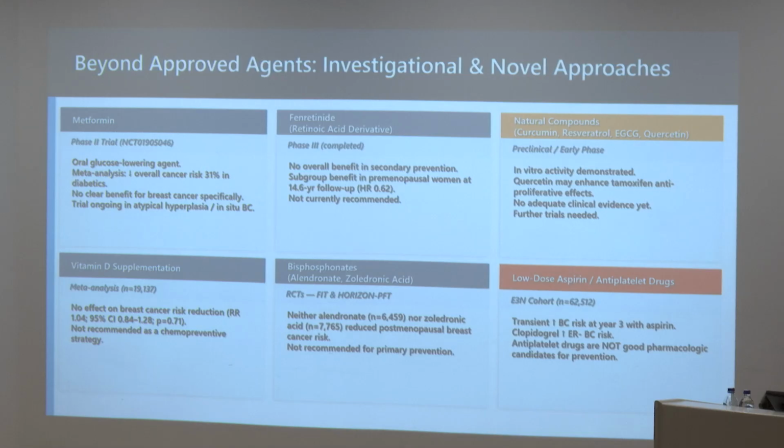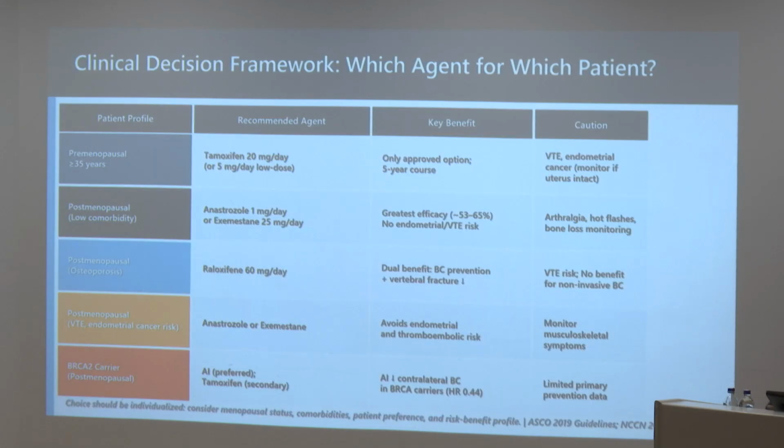natural compounds like curcumin and quercetin, vitamin D supplementation, bisphosphonates, and low-dose aspirin or antiplatelet. Only one of them had some kind of prospect for the future, the retinoic acid derivative, which is fenretinide, in a phase 3 study. It was already completed, and they found a 40% decrease in high risk after 15 years of follow-up. But it is not written in the guidelines to use it so far because of safety reasons.